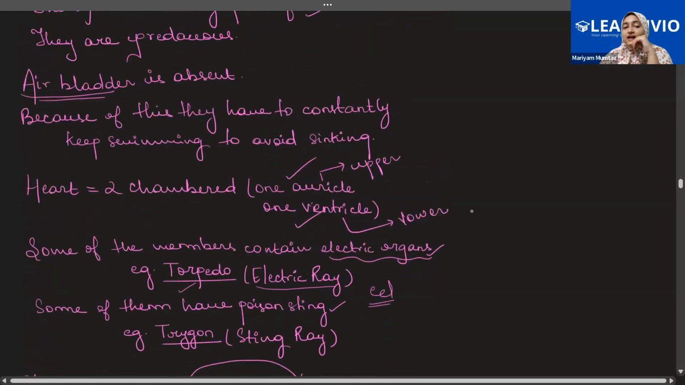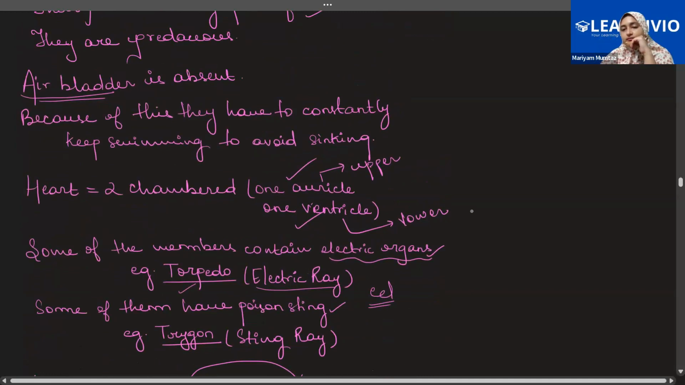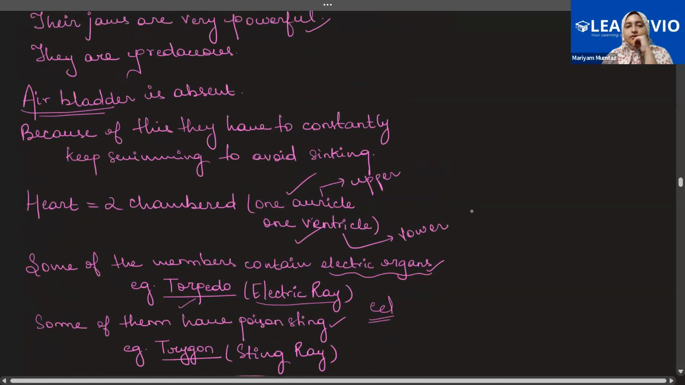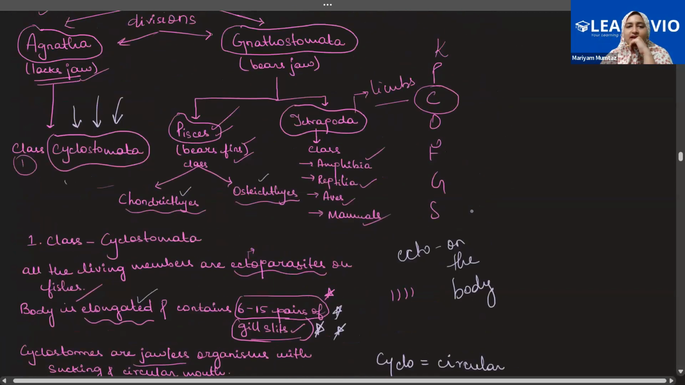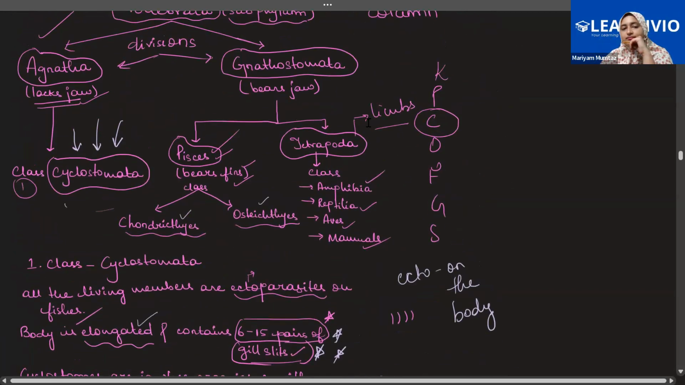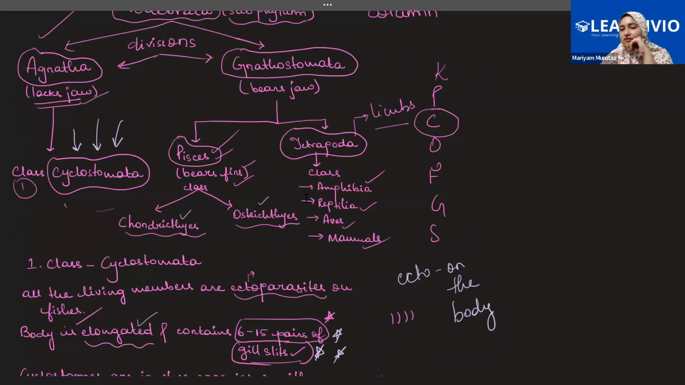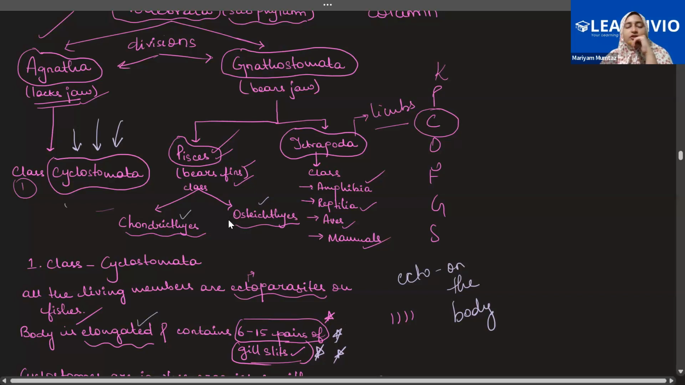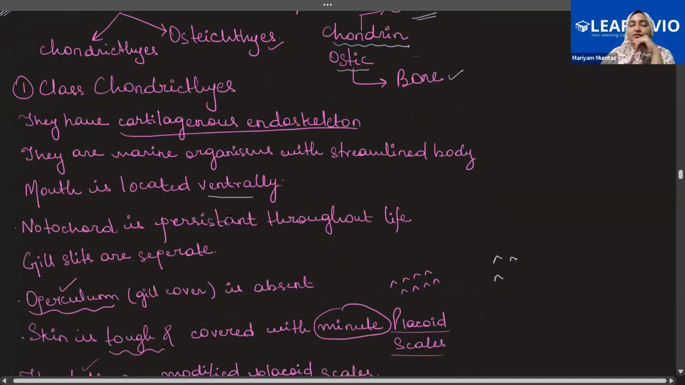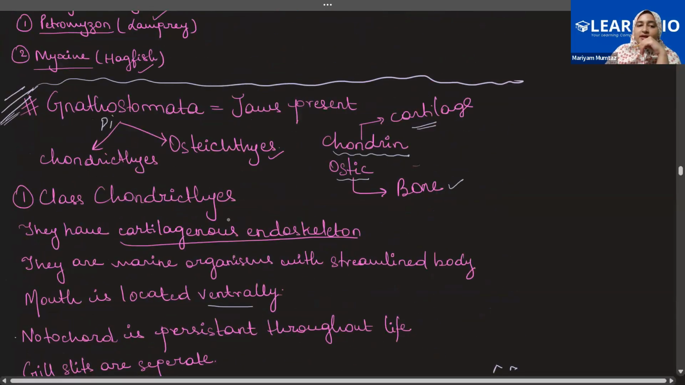Now, when we talk about the heart, their hearts are two chambered. Did I tell you in the previous class that we're talking about Pisces right now? Pisces means all the fishes, organisms that bear fins instead of having any limbs. Under that, I'll write Pisces here. It has been divided into chondrichthyes and osteichthyes.